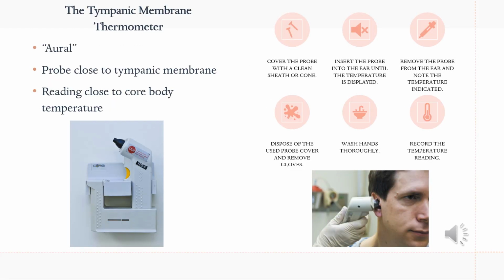The tympanic temperature, or also called oral thermometer, is placed close to the eardrum. It has a cover that is placed over the probe for each use. Then the cover is discarded and the probe should be cleaned. This type of temperature reading provides a close to core body temperature reading if the temperature device is accurately placed.